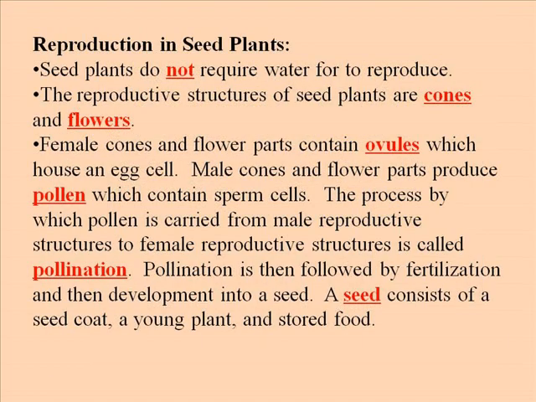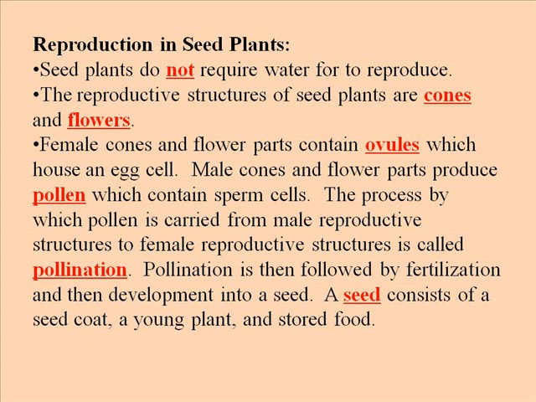Moving from the parts of the plant, we're now going to look at reproduction in plants. Seed plants do not require any water for reproduction to happen, but you do need to have a way to get the sperm cell from the male part of a plant to the egg cell, which is in the female part of the plant. Now, with our seed plants, we can have 2 different types of reproductive structures.